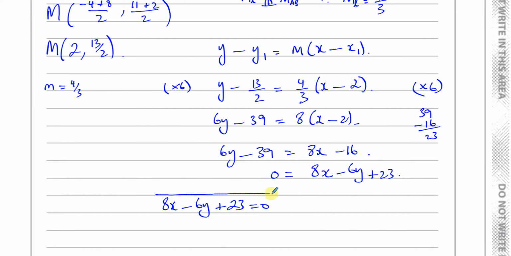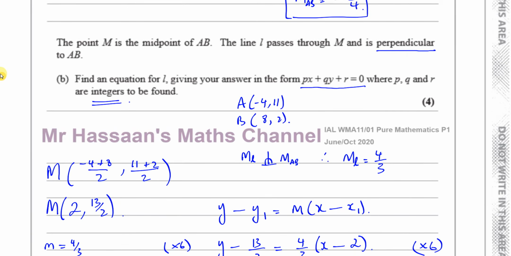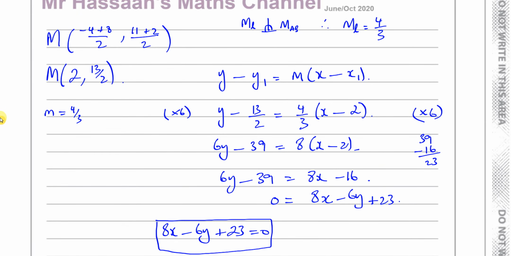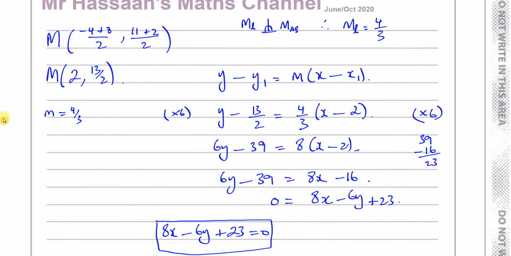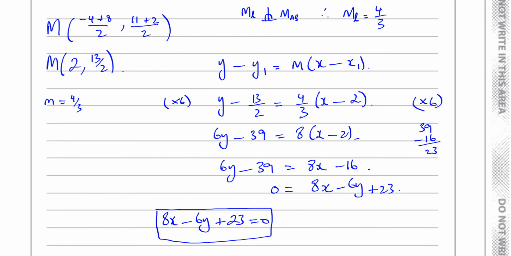That's the equation of the line which passes through the midpoint of AB and is perpendicular to AB, so basically the perpendicular bisector of AB. So there's the answer for part B of this question. Okay, now on to part C.